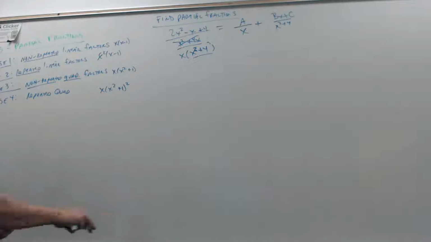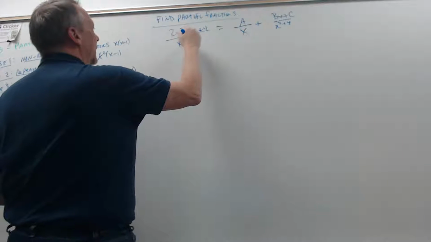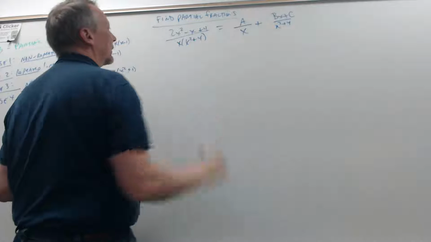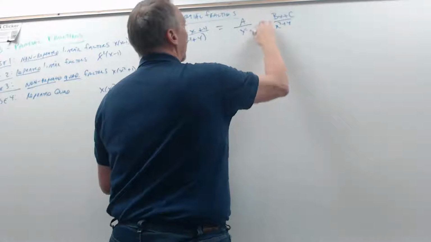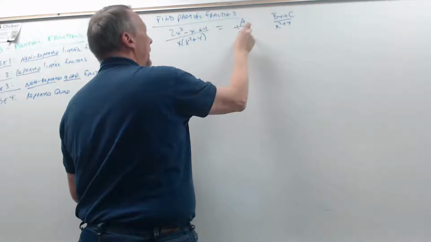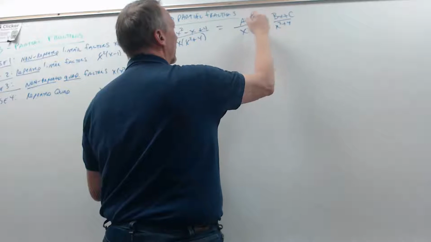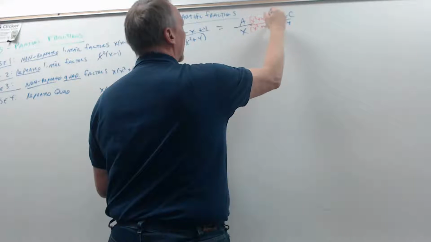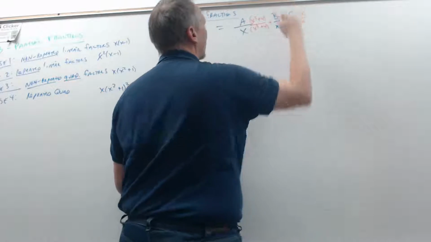So now let's go back to here. This looks terrible. I'm going to rewrite this as x times x squared plus 4. Okay, so what do we do next? You're going to take the denominator and make it equal to the one on the left. So what do I multiply this by to get this? X squared plus 4. And what do I multiply this by to get this? X.